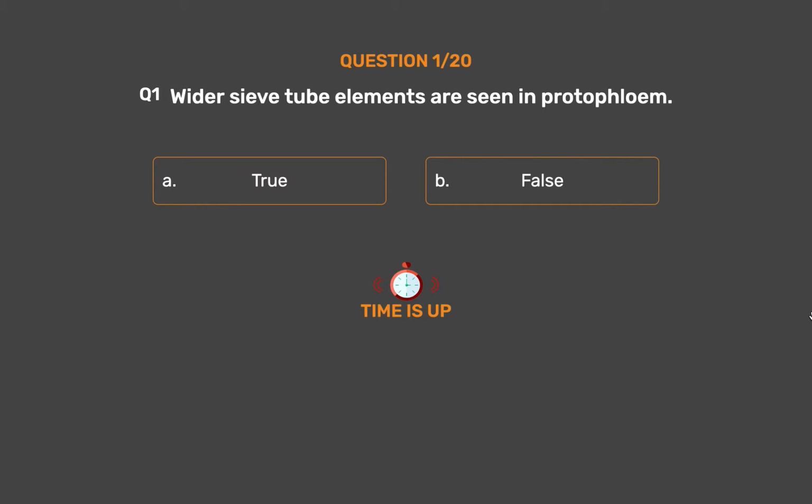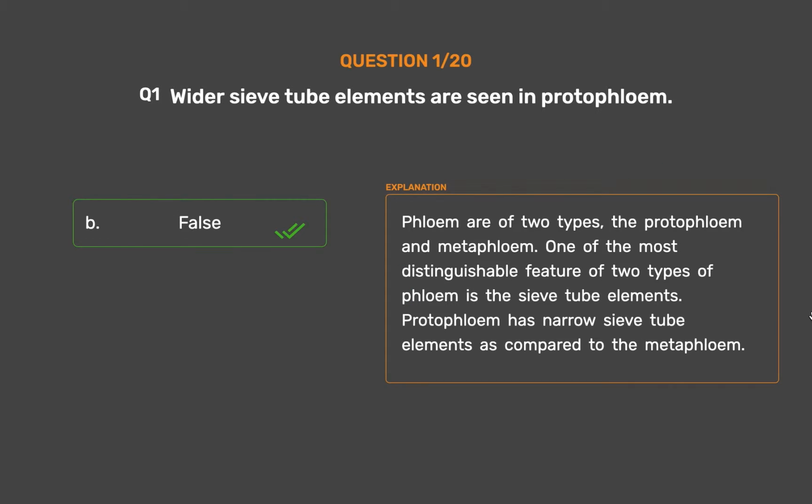The correct answer is Option B. False. Phloem are of two types, the protophloem and metaphloem. One of the most distinguishable features of the two types of phloem is the sieve tube elements. Protophloem has narrow sieve tube elements as compared to the metaphloem.